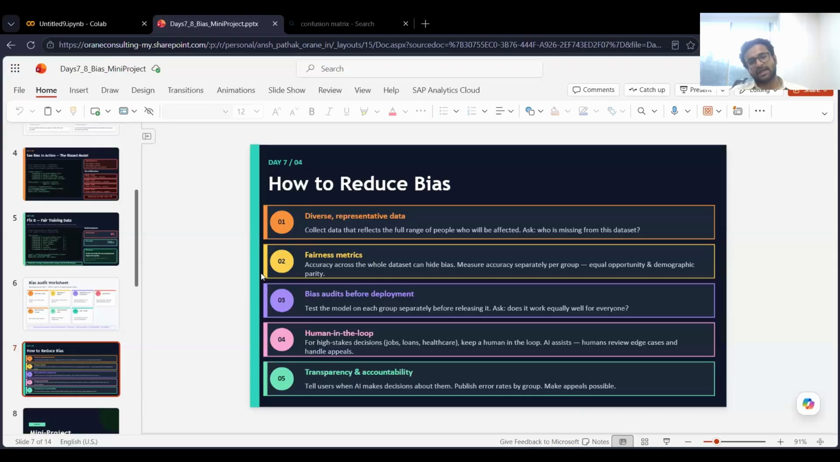Fairness metrics: accuracy across the whole data set can hide bias. So measure the accuracy of individual groups separately so that equal opportunity and demographic parity are taken care of. Bias audits before deployment: test the model on each individual group before releasing it so that you can see if it is performing well for all the individual groups or not.